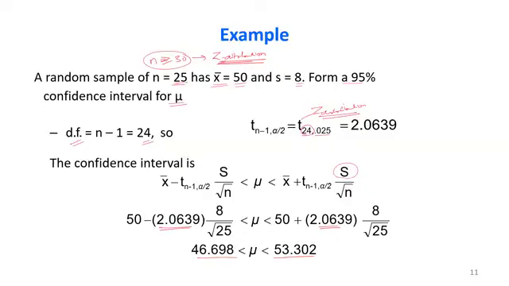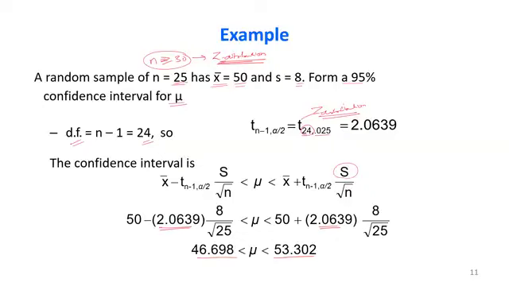Z distribution. So in two scenarios, generally we go with the T distribution. One is if we do not have the population standard deviation information, then we have to go with the T distribution. And in that also, if the sample size is less than 30, then only we go with the T distribution. Otherwise, we can go with the Z distribution.